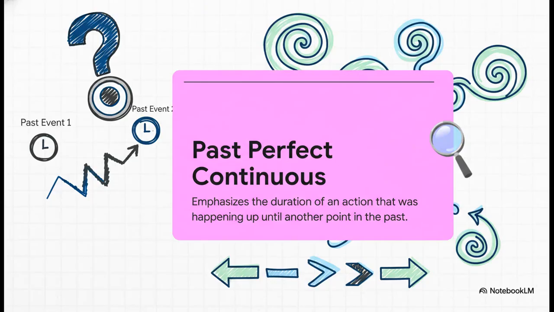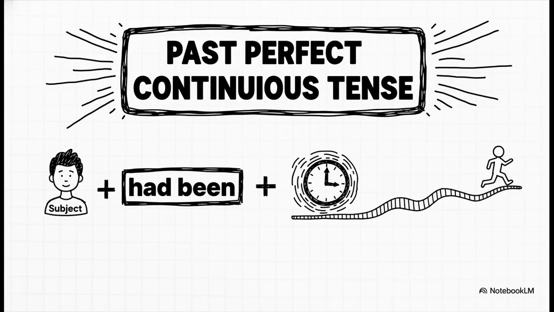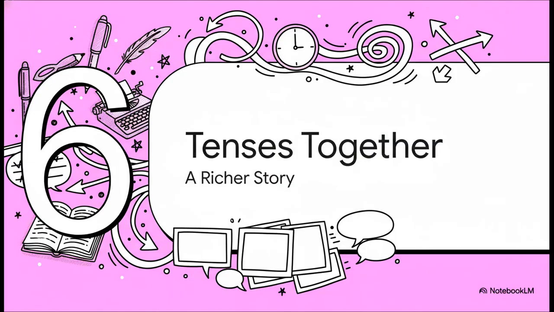Yep, that's exactly it. This tense is all about answering the question, for how long? It describes an activity that was going on and on and on, right up until another event happened in the past. And here's how you build it. Subject plus had been, and then your verb with that ing ending. For example, I had been studying. So we've got our tools. We've got all 4 of them. But the real magic, the really amazing storytelling, happens when you start to combine them. So let's look at one final example and see how these tools work together to build something truly special.